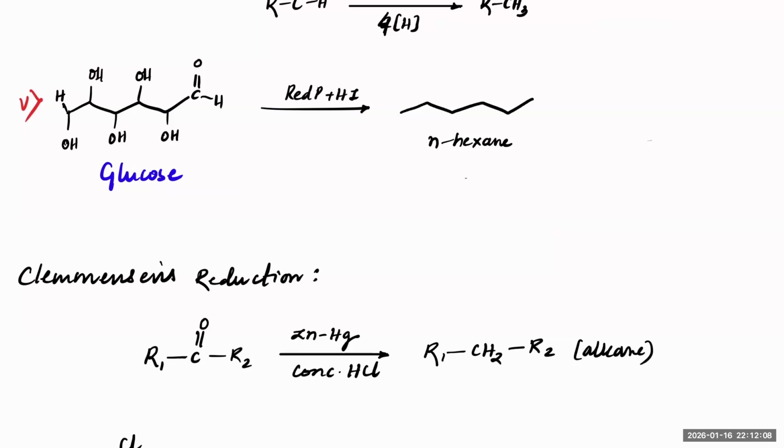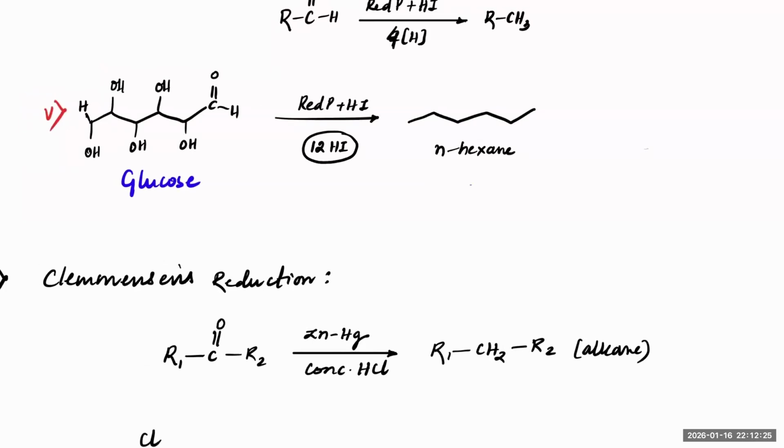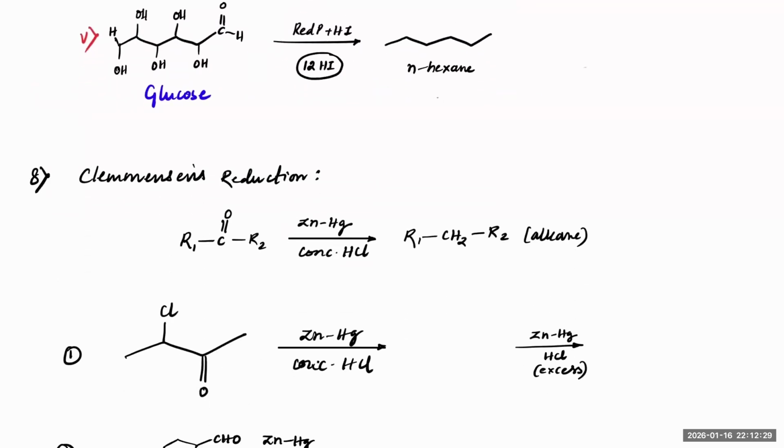And how many moles are being used, everybody? Check out how many alcohols we have. 1, 2, 3, 4, 5. 5 twos are 10, and 10 plus another 2 here. So total 12. So 12 moles of HI will be used in this case. JEE question: how many moles of HI are used in the case of glucose to convert into n-hexane?